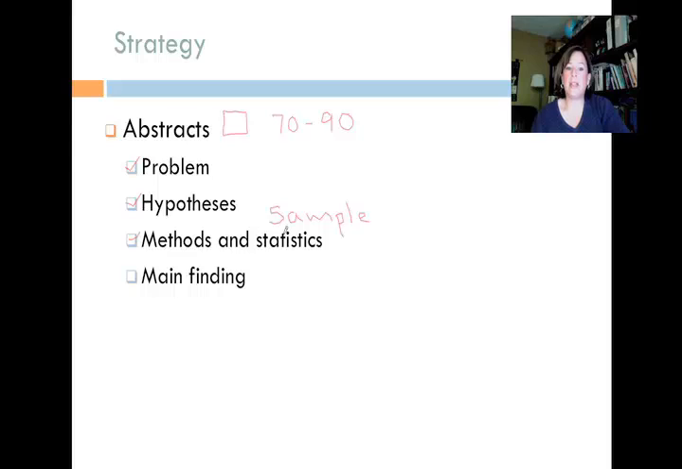So the methods and or the statistics that are used to study the problem, and the primary findings. So I love abstracts because you should be able to learn what the problem is, what methods were used, to whom the authors intend to generalize the findings, so the population, the statistics that were used, and then the major findings, meaning did the author find that the hypotheses were supported or not? All in 70 to 90 words. That's why abstracts are so critical.